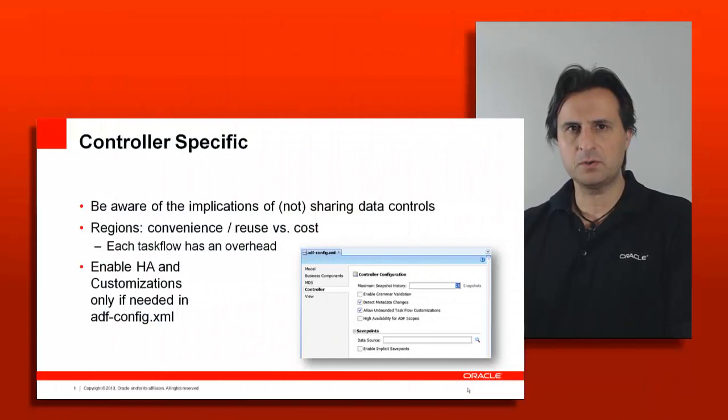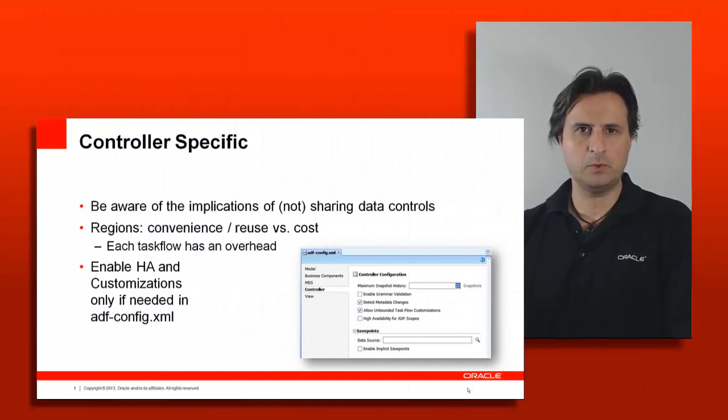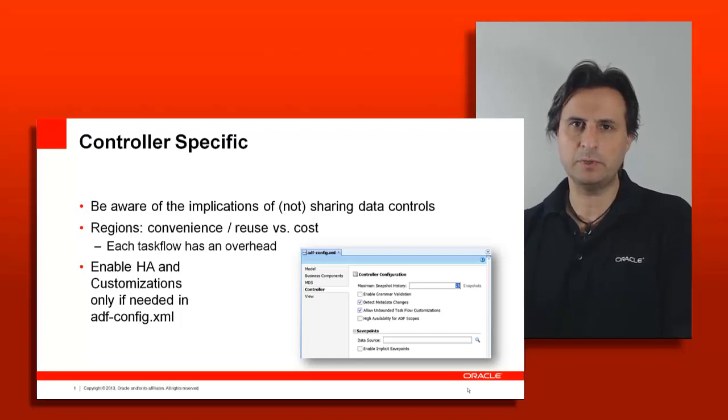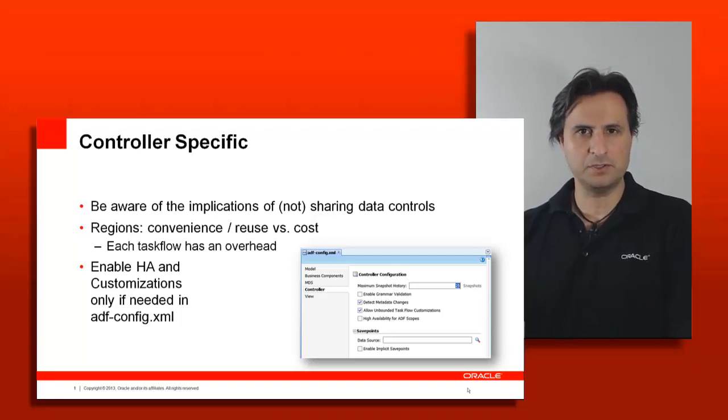In this session we talk about performance optimization on the controller and on the view layer. Now let's start with the controller layer. On the controller, the most important setting is to use a shared data control whenever you can. If the use case requires an isolated data control, then there's nothing wrong with using that.